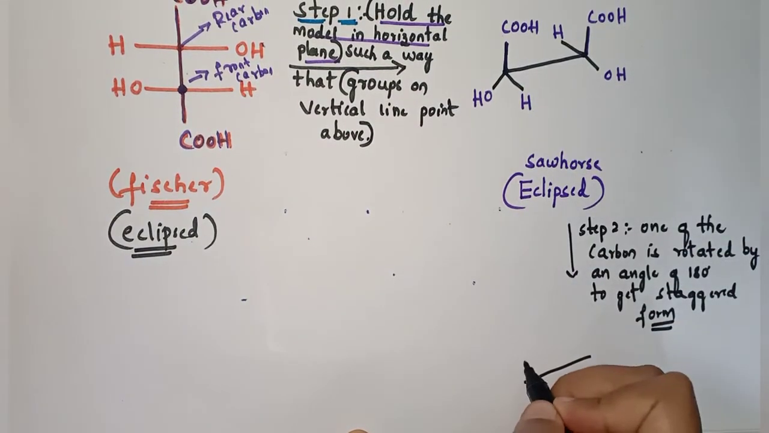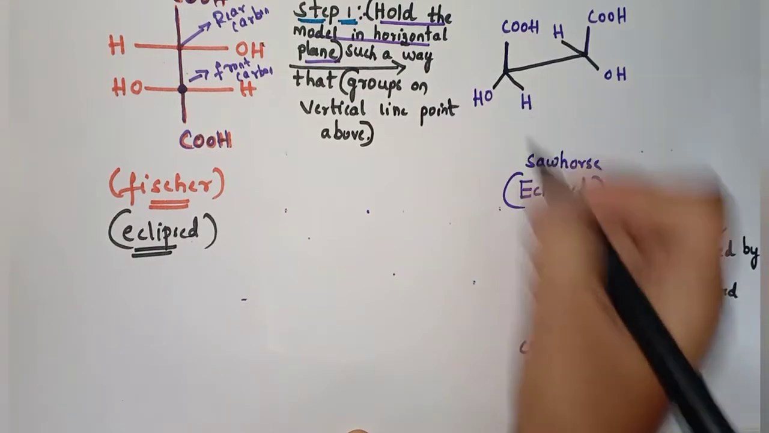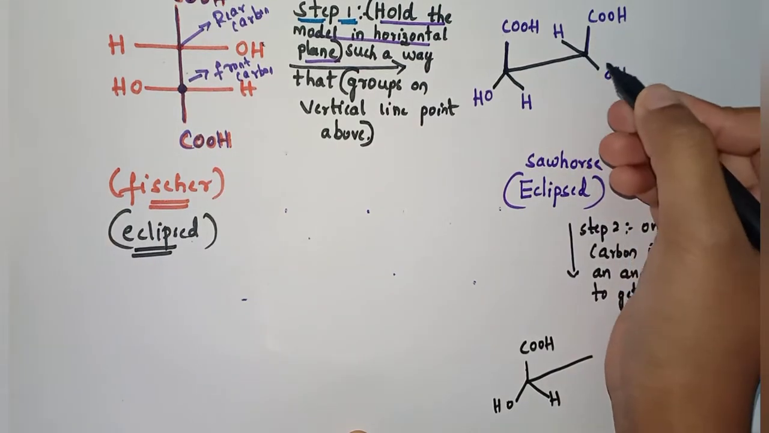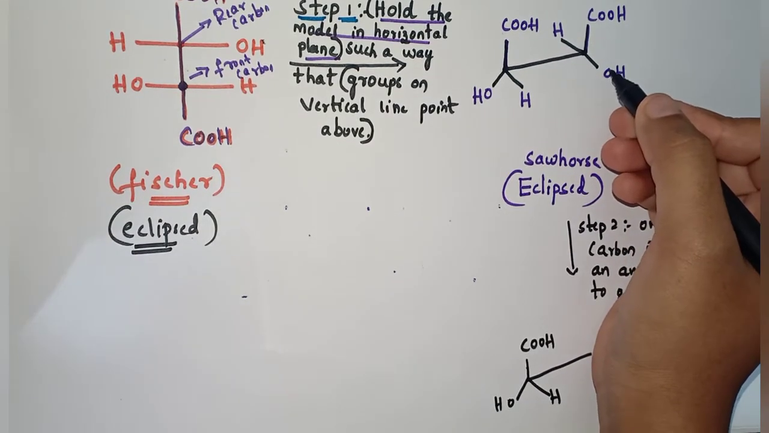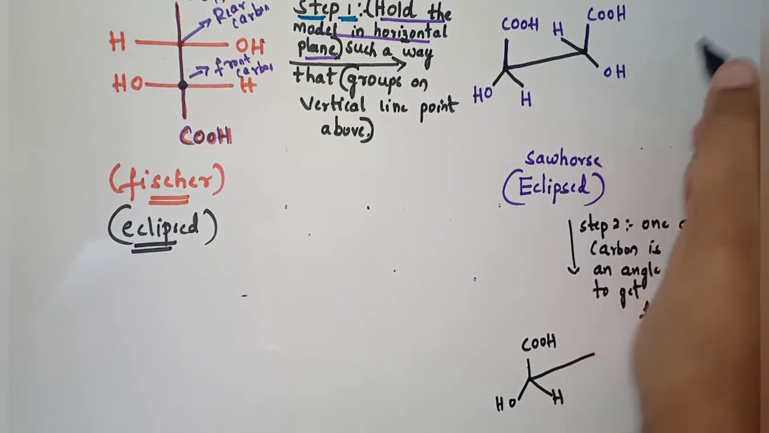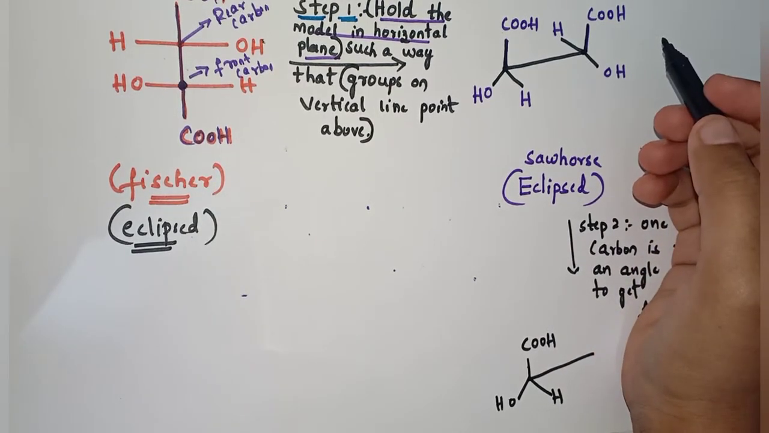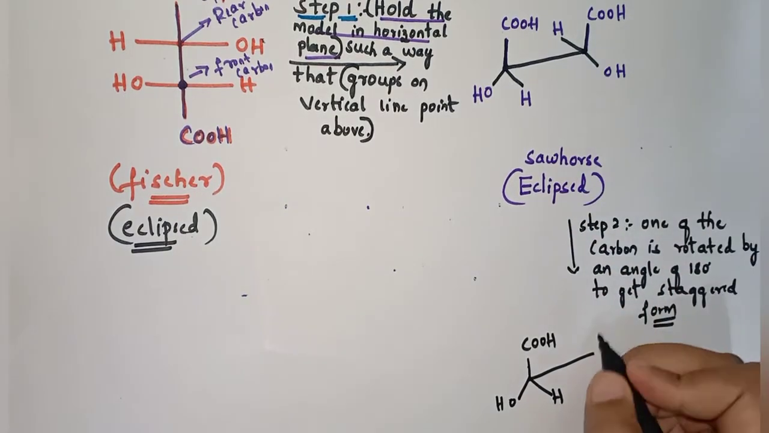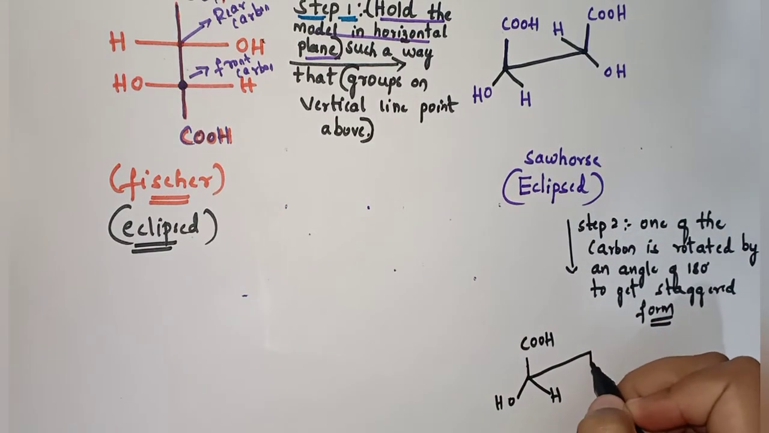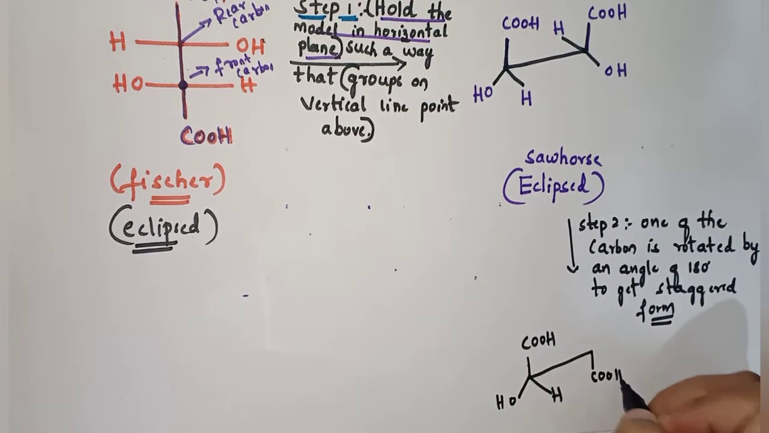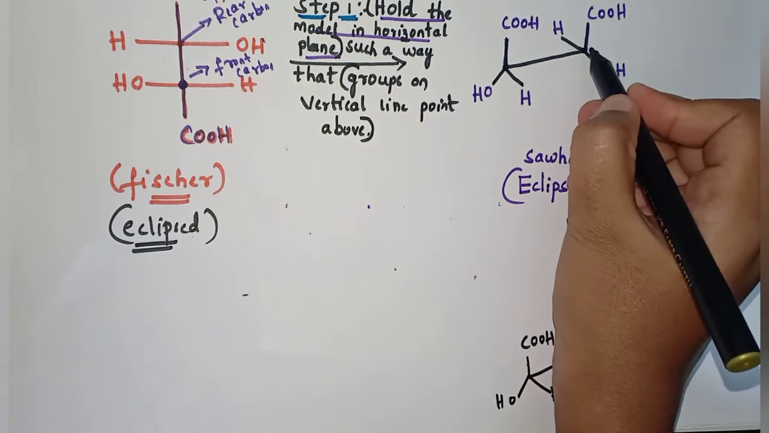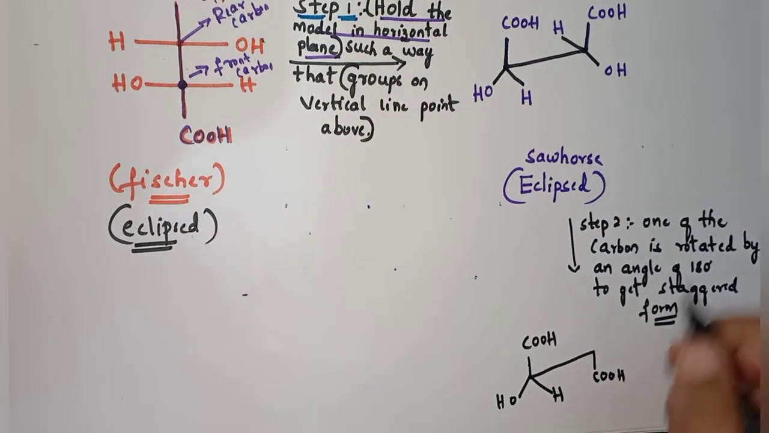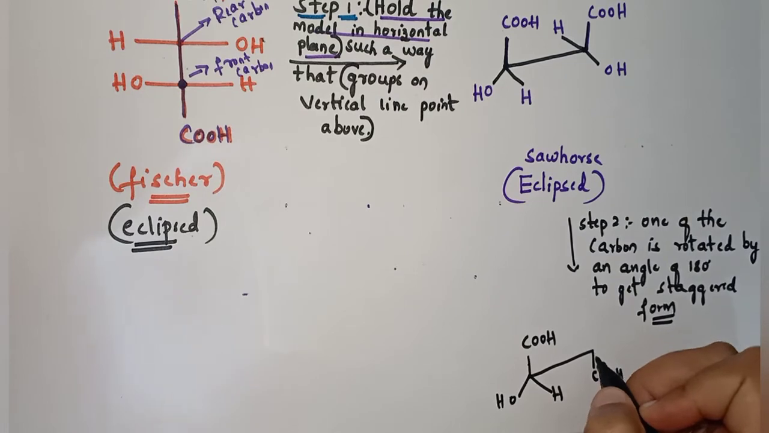So let's mention it here. It is COOH. Here is OH and here is H. Here no change, but I am rotating this one by 180 degrees. When I rotate it by 180 degrees, that is half circle, this COOH will come downside exactly opposite to this side. So this COOH will come here. So here is COOH. This OH will point here. So it is exactly opposite to this one. So for this OH exactly opposite I am writing here.